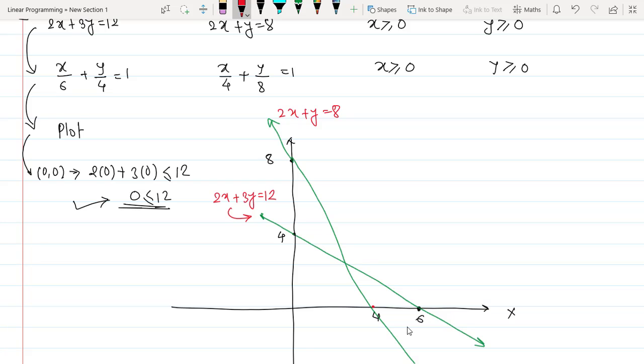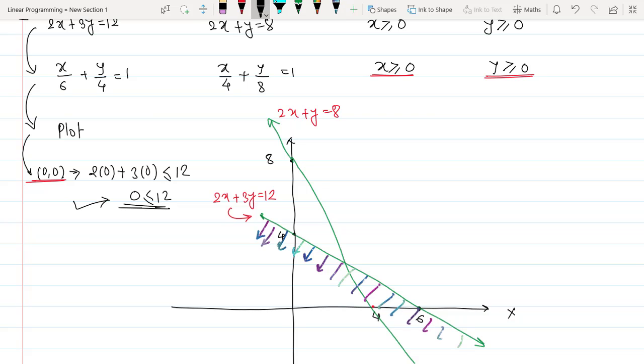Now of course we have the non-negativity constraints: x greater than or equals to 0 and y greater than or equals to 0. Now let's find out the solution set. For the first line we have proved that the solution set includes the origin. So this is what the first line is, and it includes the origin, which means I will get this region for the first line.